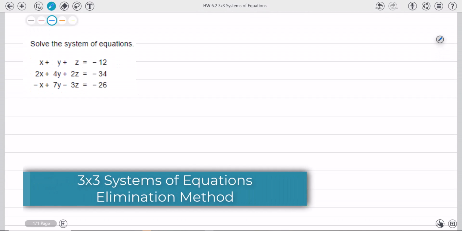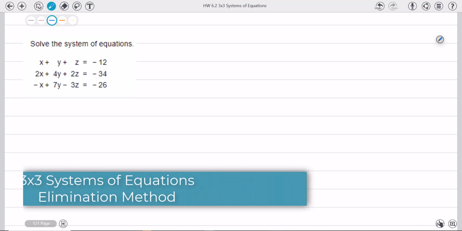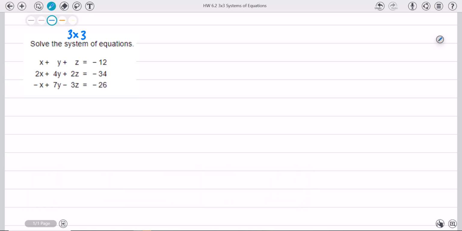All right, you're going to see that there are different ways to solve when you have a 3x3 system of equations. And what do I mean by 3x3? You have 3 variables and 3 equations. One way you can do this is try elimination by eliminating some variables.